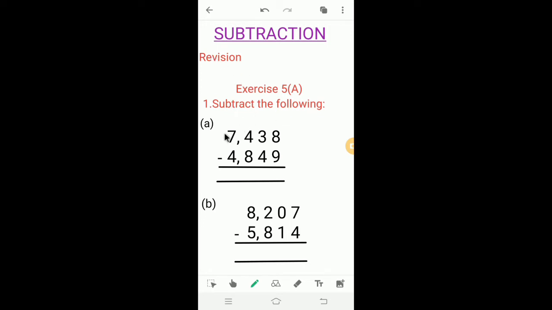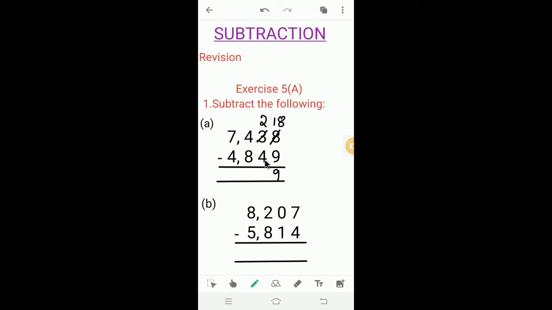Subtract the following: 7,438 minus 4,849. Now I will start subtraction from ones place. 8 minus 9, is it possible to subtract? It is not possible. So what we have to do? We have to borrow from the next number. The next number is 3. If we borrow from 3, then 3 becomes 2 and here 8 becomes 18. 18 minus 9 is 9.